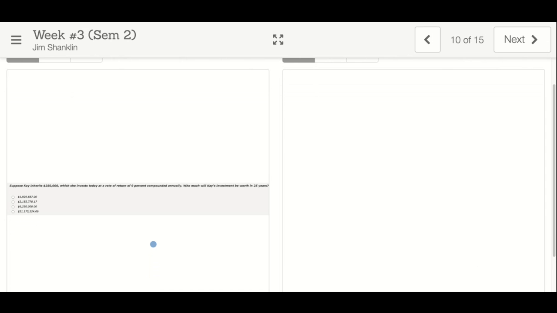All right, so if I was going to do this problem, first thing I'm going to do is say my P-value is equal to $250,000. Wish I would inherit $250,000. It's $250,000. Rate is 9%, so 0.09.